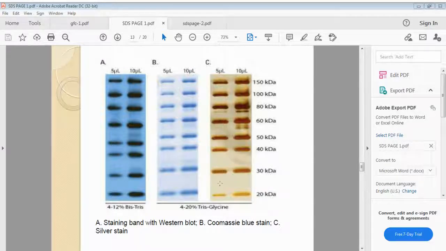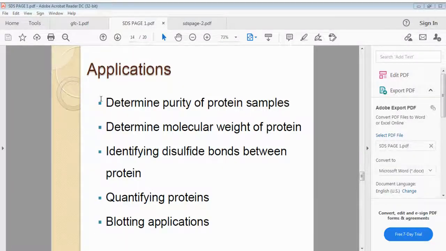Okay, and this is the silver stain. So silver stain looks like this, brown color or black color stain, whereas Coomassie brilliant blue on a gel looks like this, and western blotting looks like a black color. Okay, it cannot be visualized through the naked eye, but it can be visualized using an illuminator.